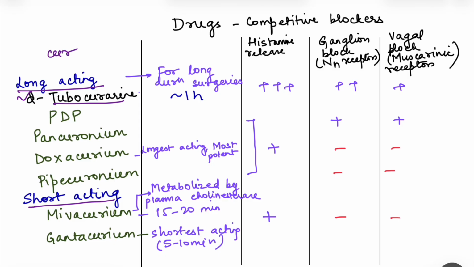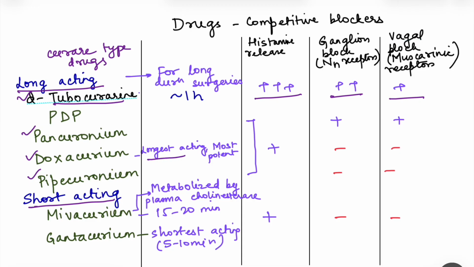Okay, so this is the prototype drug, and that is why these competitive blockers are also known as curare type drugs. Now this D-tubocurarine is highly toxic. It causes much more histamine release, causes ganglion block, it causes vagal block. So it is hardly used now. But other long-acting drugs include PDP, that is pancuronium, doxacurium and pipecuronium. Among these, doxacurium is the longest acting and most potent.